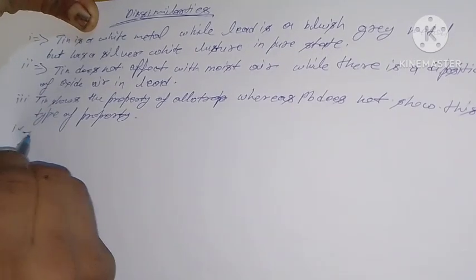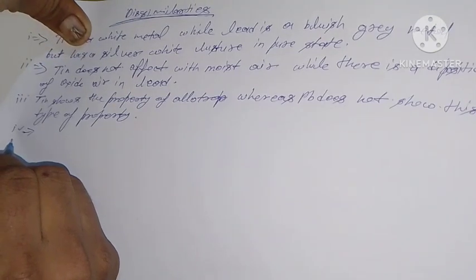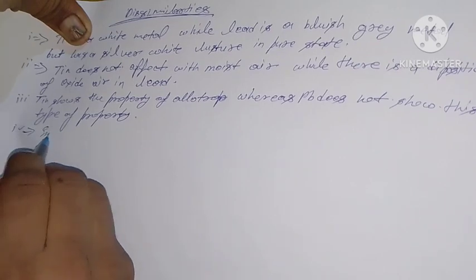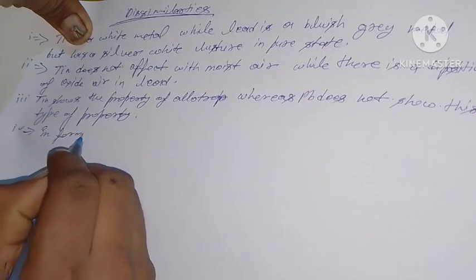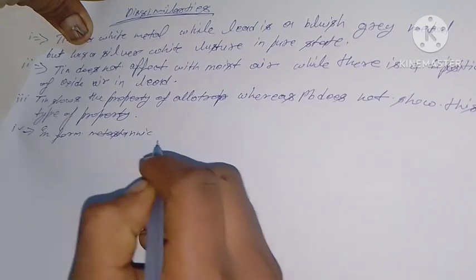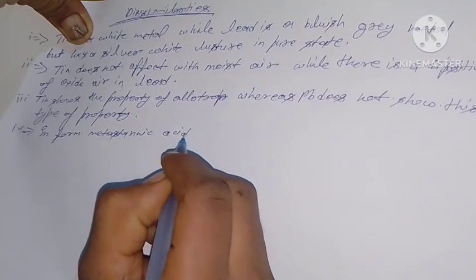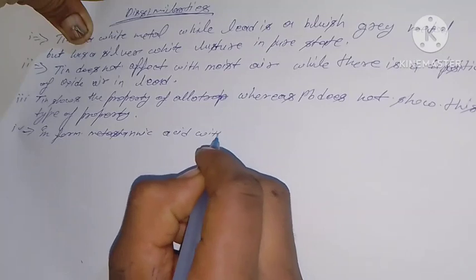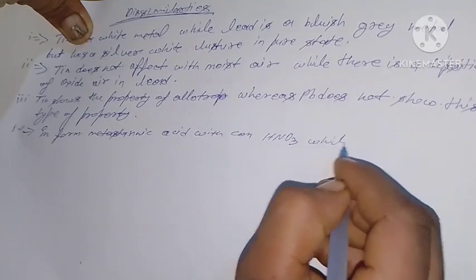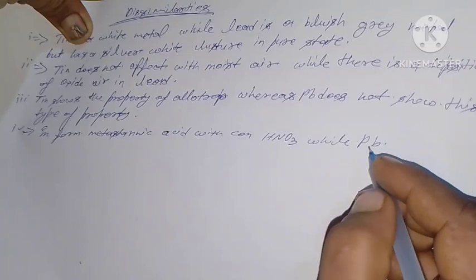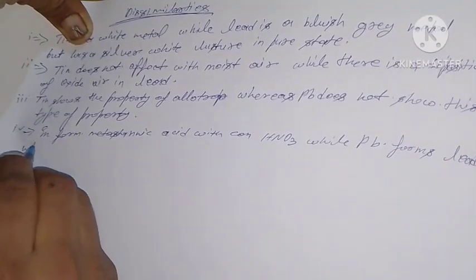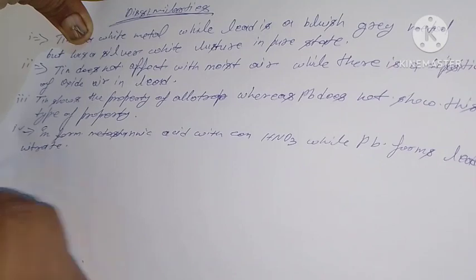Okay? Fourth point. Tin forms metastannic acid with nitric acid, while lead forms lead nitrate. Okay?